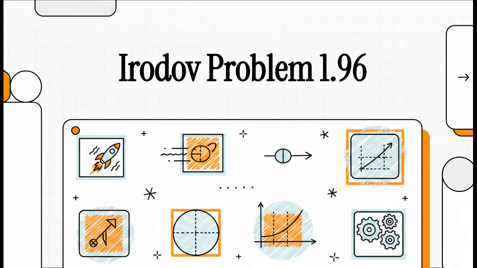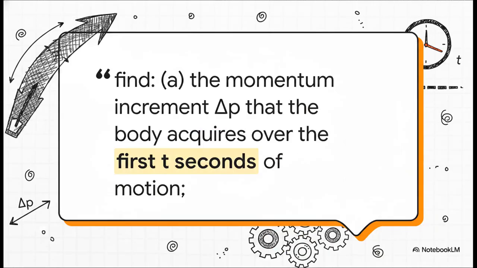Hey there. If you've spent any time with physics, you've probably run into a problem from Irodov's collection and just stared at it, right? They're famous for being tough. But today, we're going to tackle problem 1.96 together, and I'm going to show you how one single, really elegant idea can just slice right through all the complicated stuff. Let's dive in.